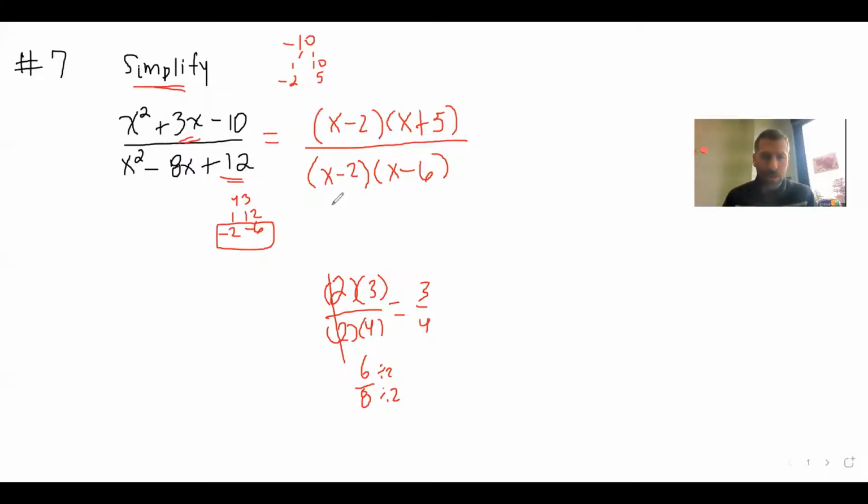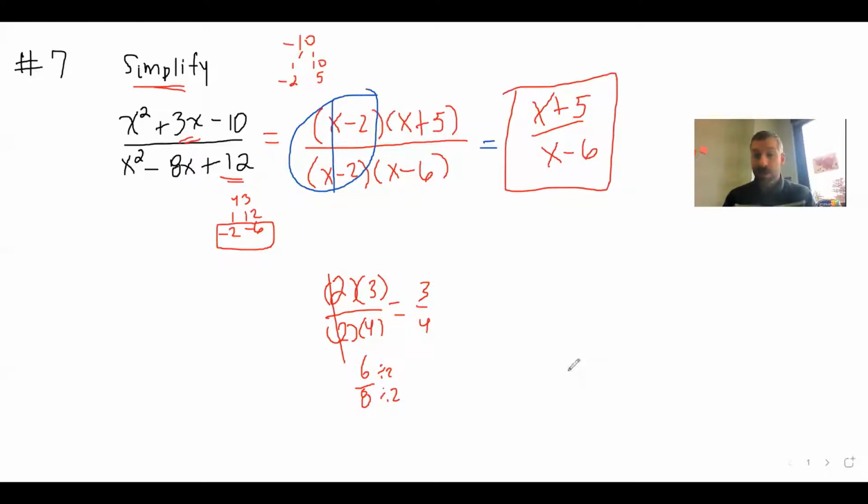So only in this step can we go through now and reduce that x minus 2 and factor it out. I really divided it out of the top and bottom. So our final answer here is just going to be x plus 5 over x minus 6. This is the most simplified version of our original. Done.